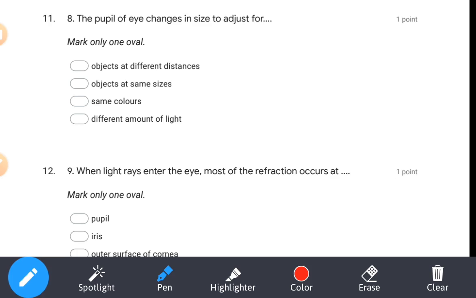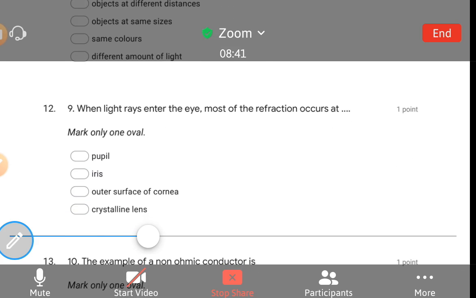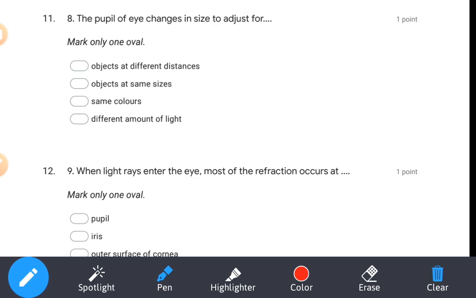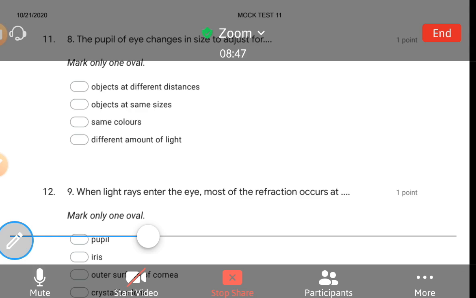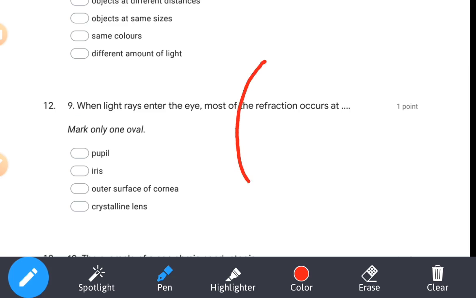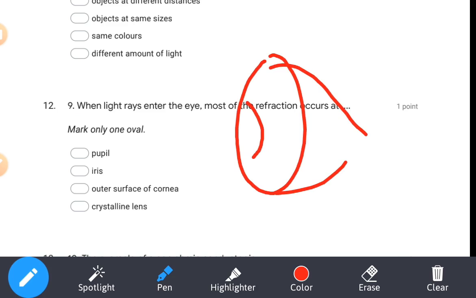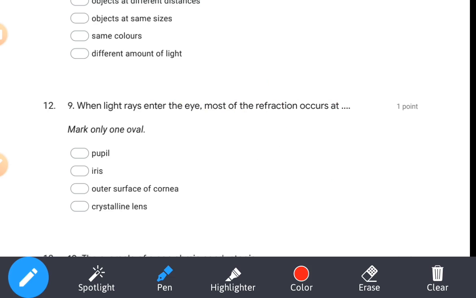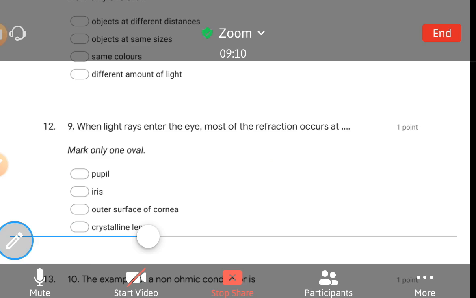So when the light ray enters the eye, the most of the refraction occurs at. Think that this is our eye and there is one more layer which is called the cornea. So most of the refraction will be done on what? Cornea, and later it enters the eye part, the lens part. So most of the refraction takes place at the outer surface of the cornea. Option number C.